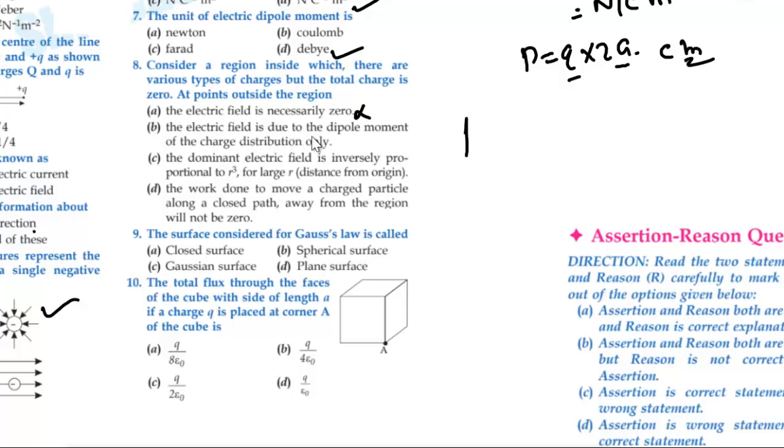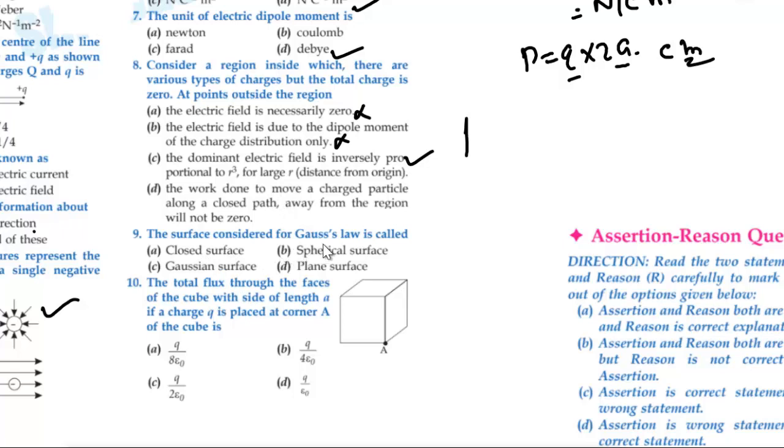Then the option says electric field is due to the dipole moment of the charge distribution only. No, it is given, it's wrong. Then the dominant electric field is inversely proportional to R cube for large R. Yes, that is correct. Right. So for a region with various types of charges but total charge 0, at points outside the region at very large distance, the field is inversely proportional to R cube. That is correct. Then next one.